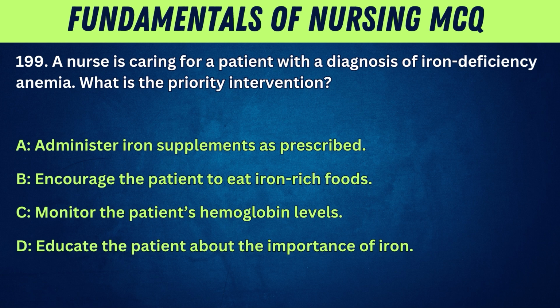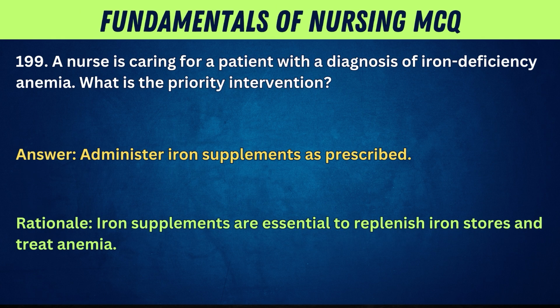199. A nurse is caring for a patient with a diagnosis of iron deficiency anemia. What is the priority intervention? A. Administer iron supplements as prescribed. B. Encourage the patient to eat iron-rich foods. C. Monitor the patient's hemoglobin levels. D. Educate the patient about the importance of iron. Answer. Administer iron supplements as prescribed. Rationale. Iron supplements are essential to replenish iron stores and treat anemia.